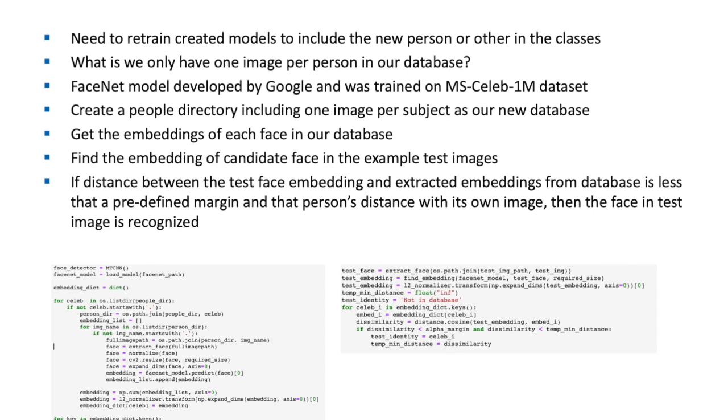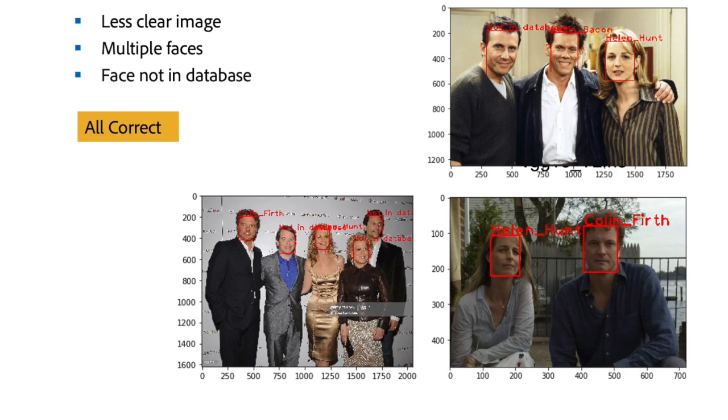In that case, I want to repurpose the FaceNet model that's pre-trained on the MS-Celeb 1 million dataset. Here, we see that the repurposed FaceNet model has correctly identified all the people in our database, in our images, and those not in our database.